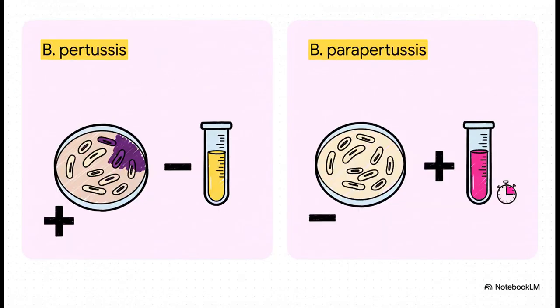So, let's boil it all down. If you need to remember just 2 definitive spot tests to distinguish Bordetella parapertussis from Bordetella pertussis, these are the 2. Bordetella parapertussis is oxidase negative and rapidly urease positive. It's clean, it's simple, and it's a super reliable way to tell them apart right there on the bench.